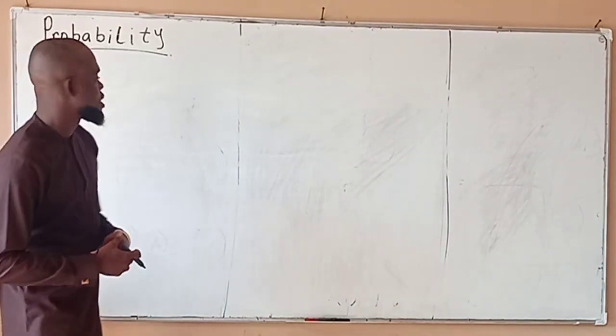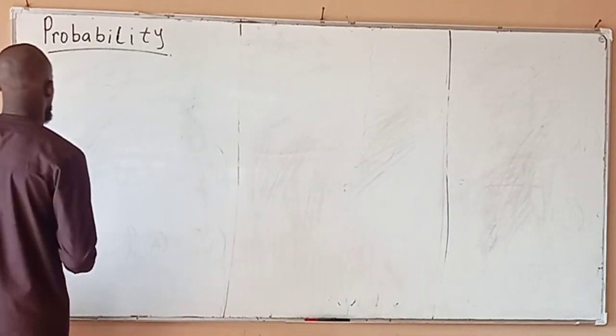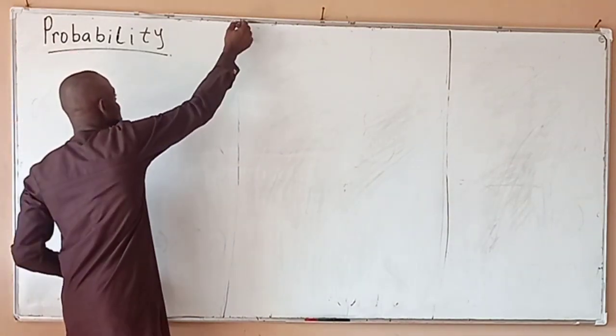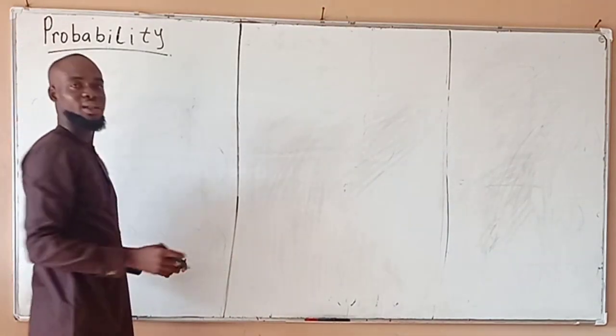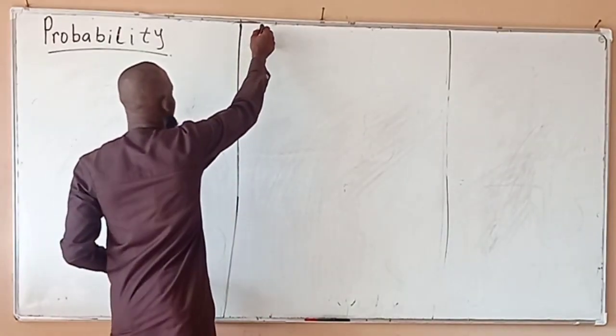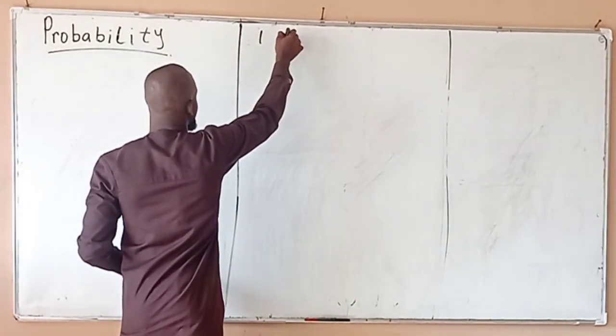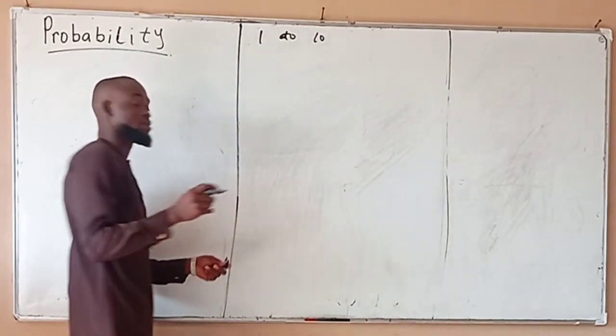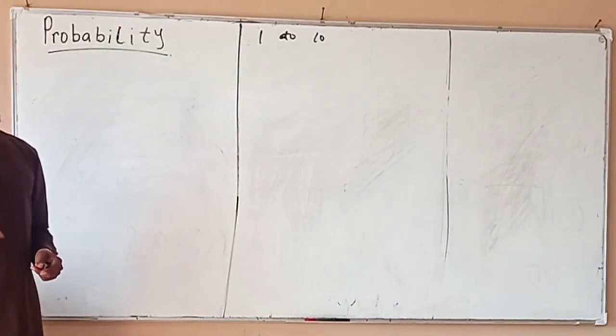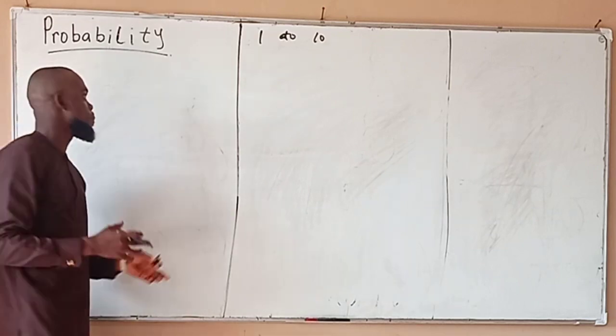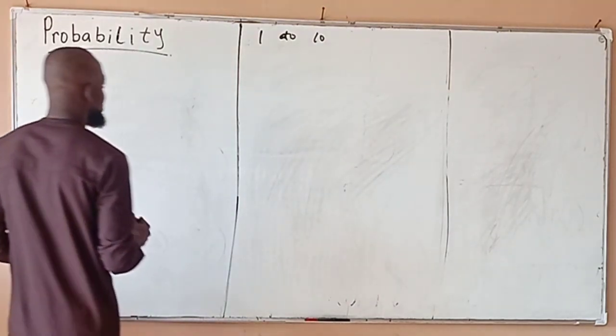Obtain the probability of obtaining an even number from a set of integers between 1 to 10, both inclusive.